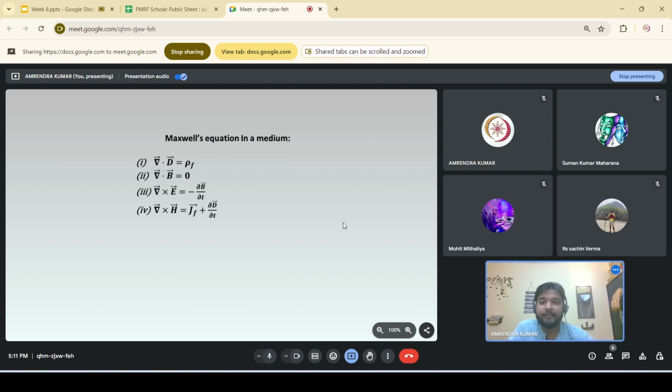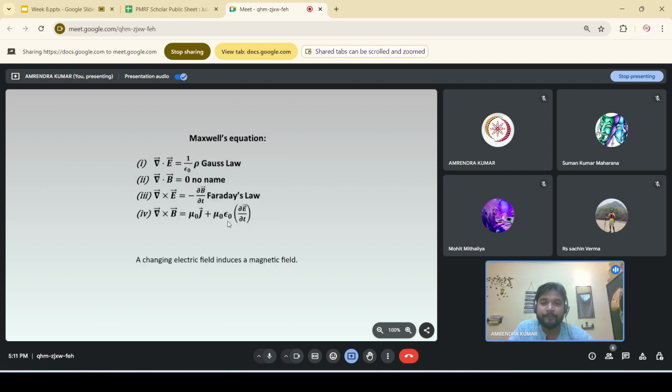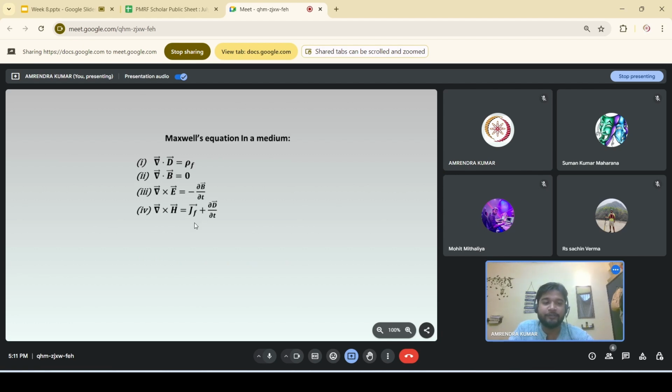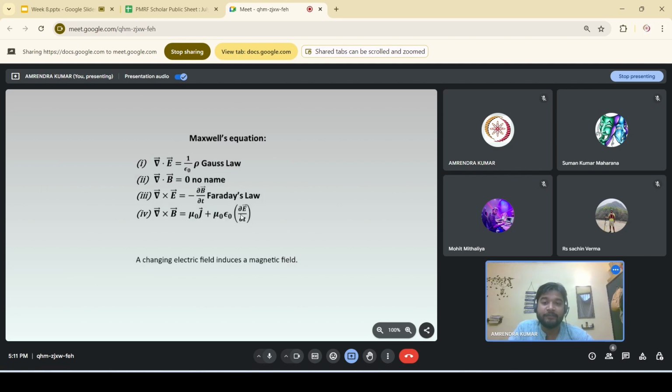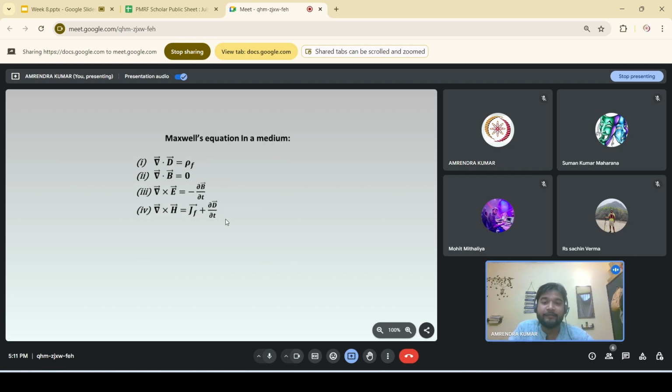And then the next one remains as it is: del cross E is equal to minus del B over del t. But the next one you can see: del cross H is equal to J_f plus del D over del t. So J, earlier the total current density, is now modified to the free current density, and the other term, del E over del t, has been modified to del D over del t in a medium.